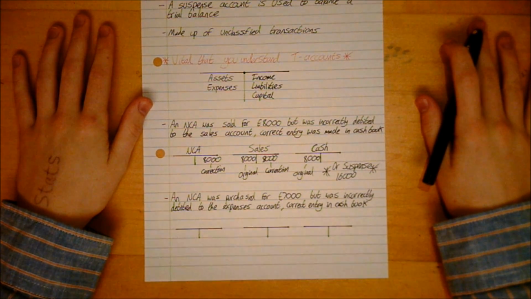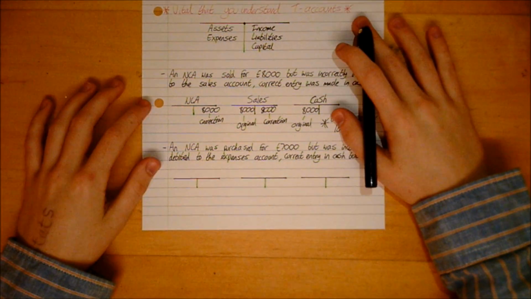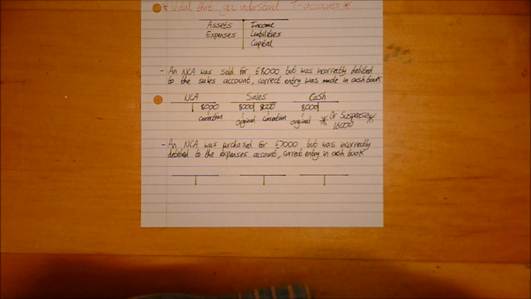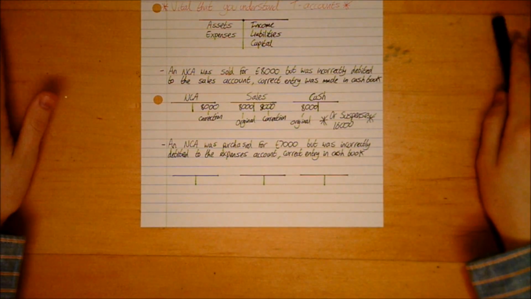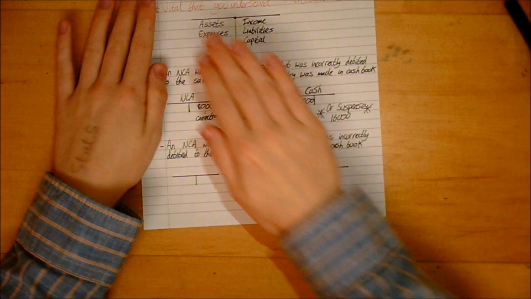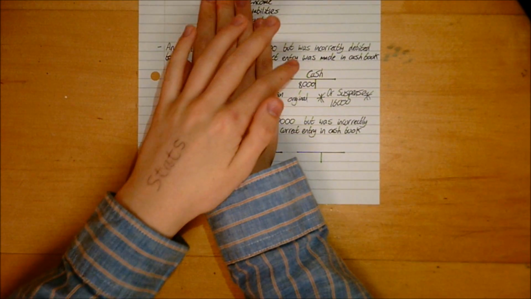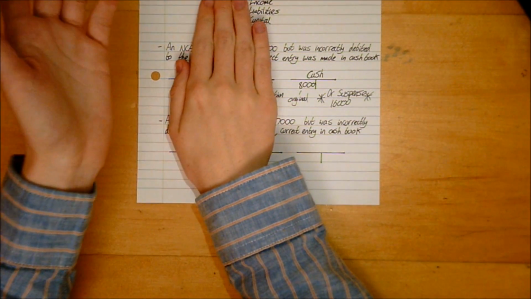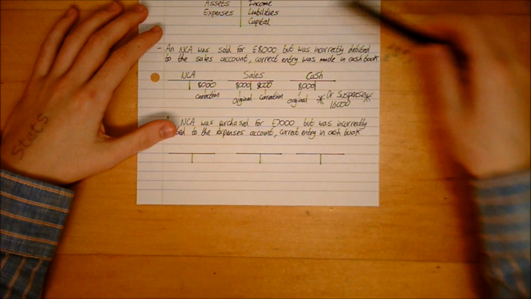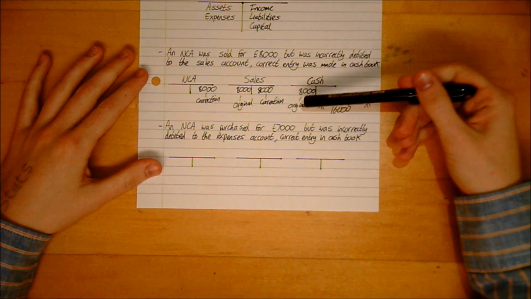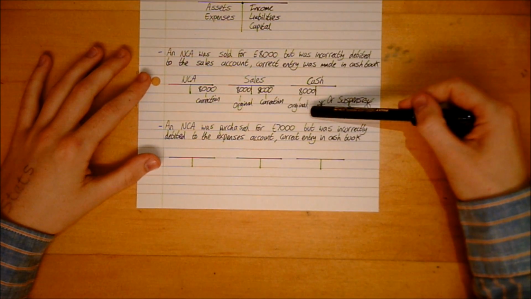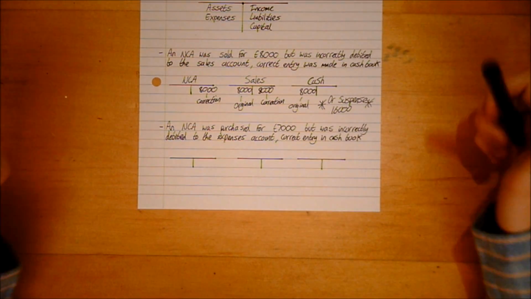So, a non-current asset was sold for £8,000, but was incorrectly debited to the sales account. Correct entry was made into the cash book. So what have I done first of all? Well, I've got my cash book value, and I've just put in what it told me. Correct entry was made. So we sold a non-current asset, so obviously £8,000 has come into our bank account, so we're going to debit that. So original £8,000, that's correct.